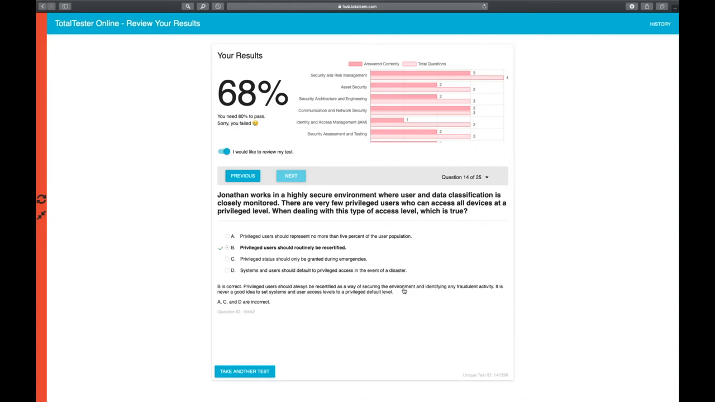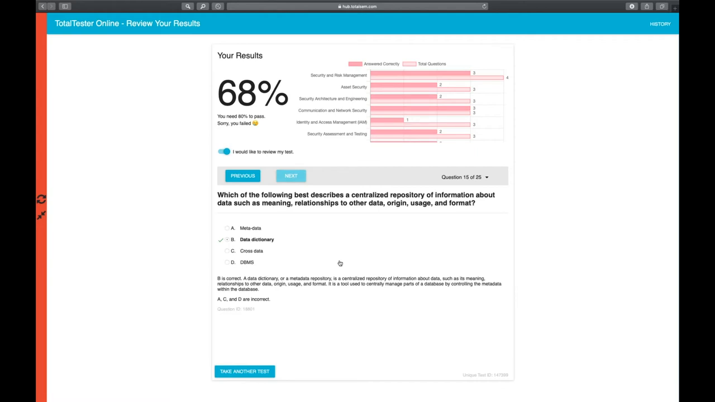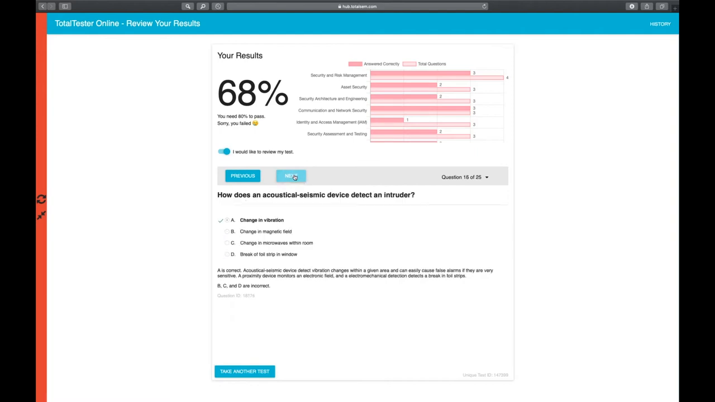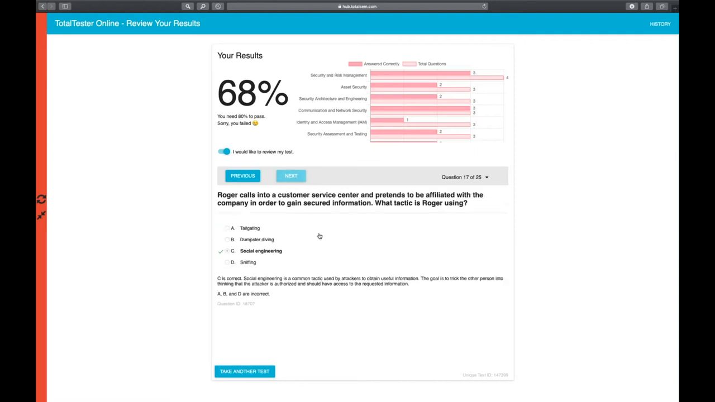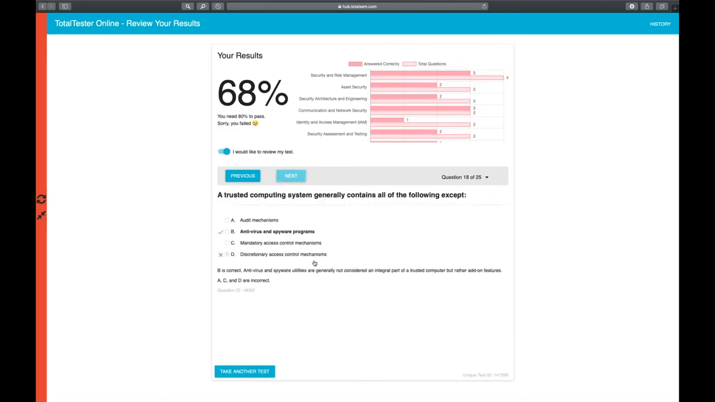All right, privileged users should routinely be recertified. Yeah, that was pretty much a layup for us there. Yeah, we got that one right. Data dictionary or a metadata repository. A metadata dictionary or metadata directory is a centralized repository of information about data. Data about data. Acoustical seismic device: there's a change in vibration. This one was a layup. Jedi mind trick.